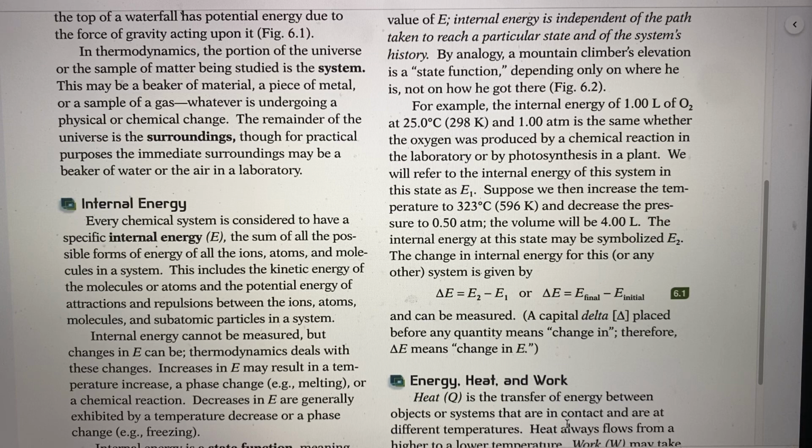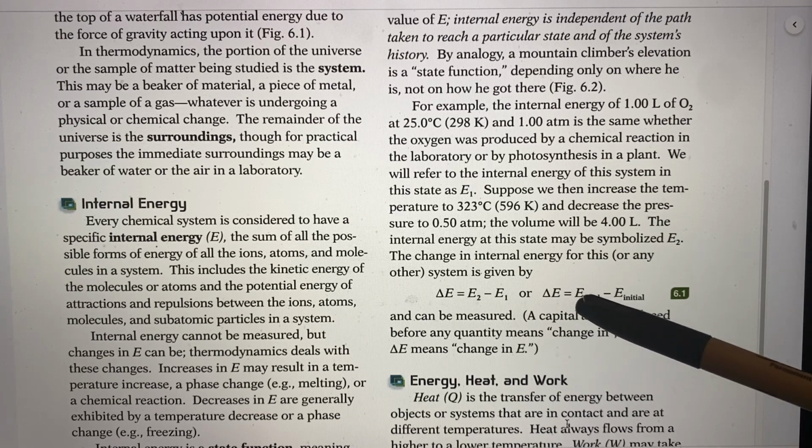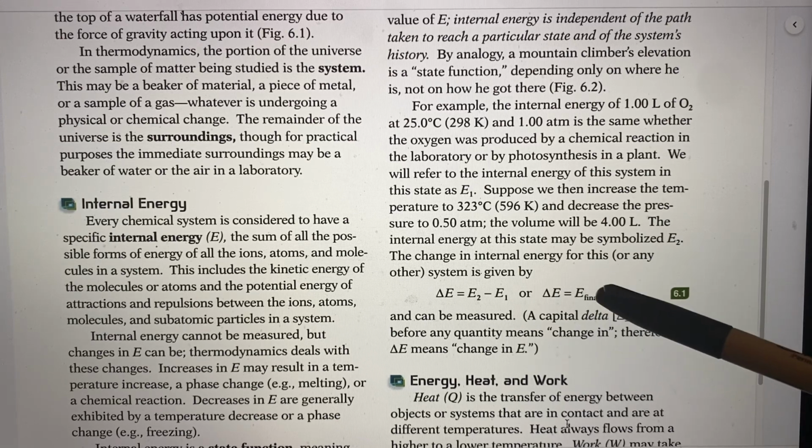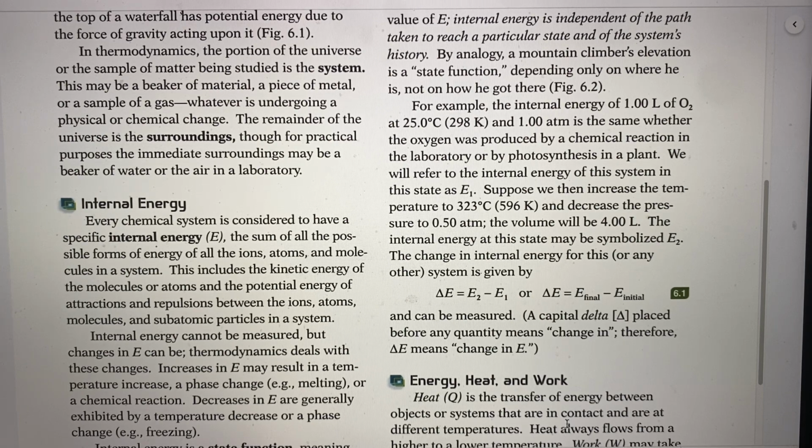So you have E is basically whatever the final was, whatever the final temperature, the final amount of energy in this minus the initial, you'll have the change. And every time you have that delta, like little triangle, that just means change. So the delta placed before the quantity means change in. So that's another test question. You'll know that the delta means change. That delta is this little triangle, right? Right here, this picture is a little triangle.